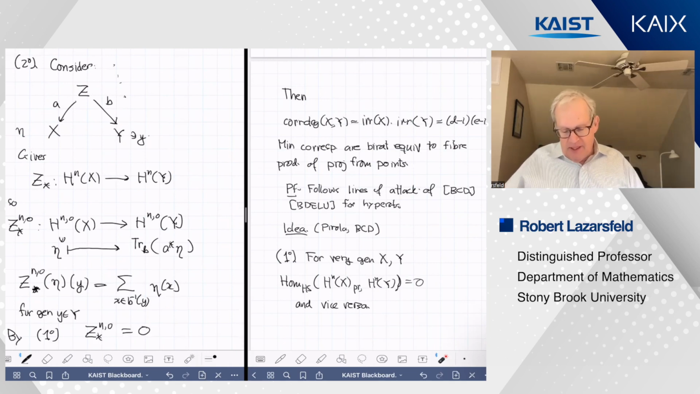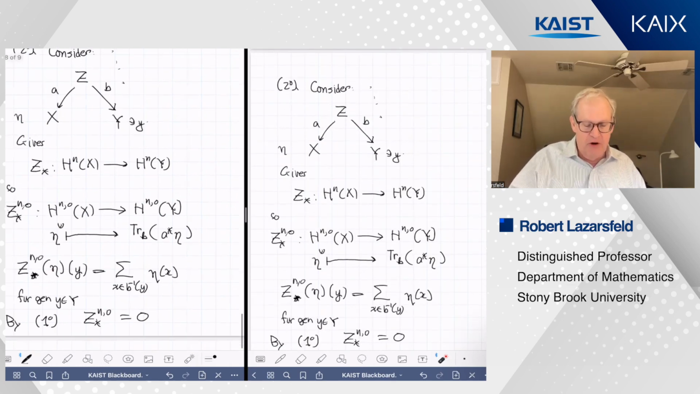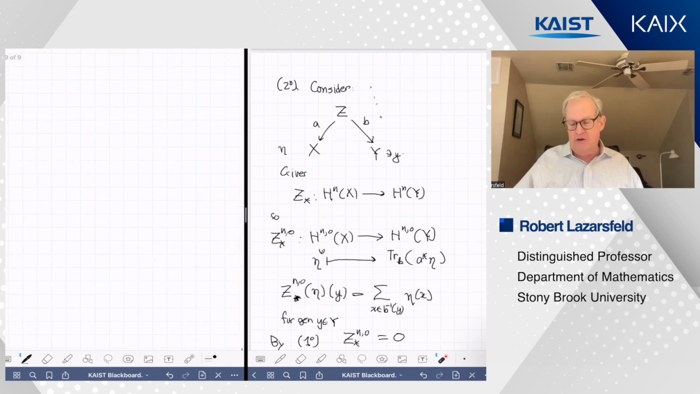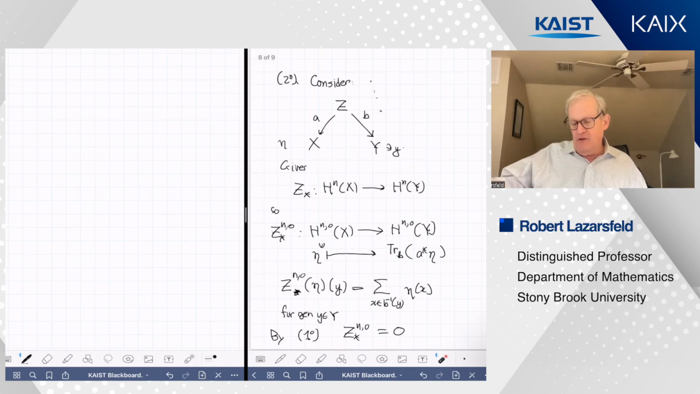So what that means is that this is what people call a null trace correspondence. For any form on X, when I do this procedure, the form on Y I get has to vanish. So this has to be 0.